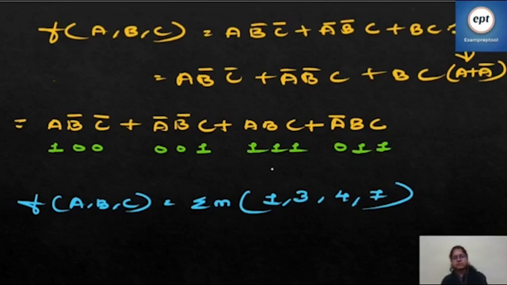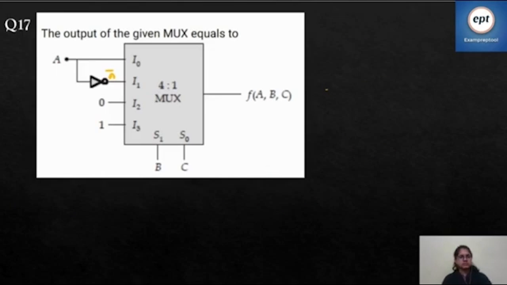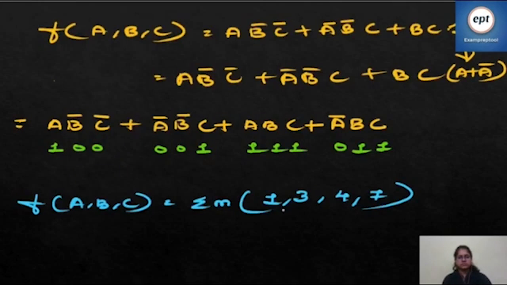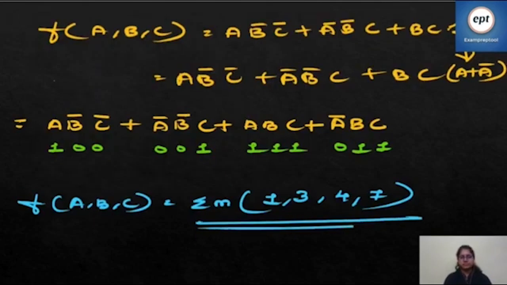So what is the correct option for this? The option is not given, so this is the correct answer for the question. And if the options are given, you can mark this as the answer. I hope this expression is clear. Let's move to the next question.